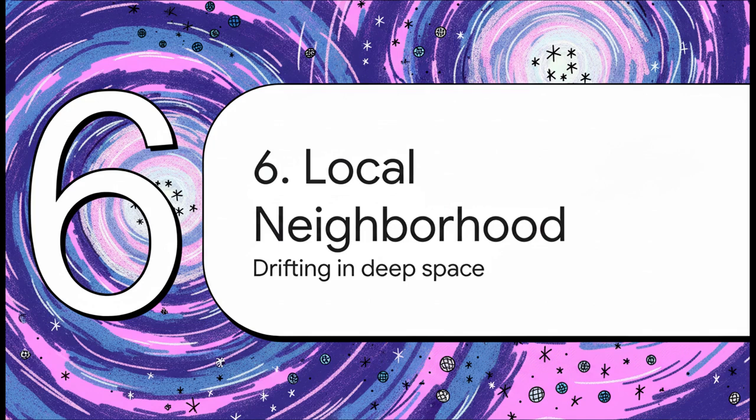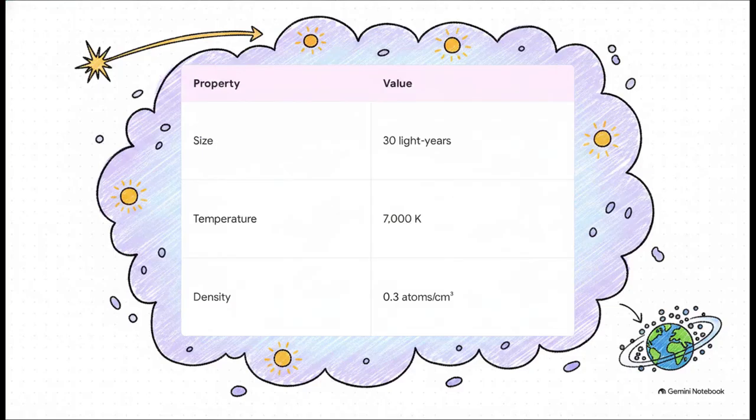Finally, Part 6, our local interstellar neighborhood. To understand where we are right now is truly mind-bending. Our entire solar system is currently moving through something called the local interstellar cloud, which astronomers affectionately call the local fluff. It's roughly 30 light-years across.